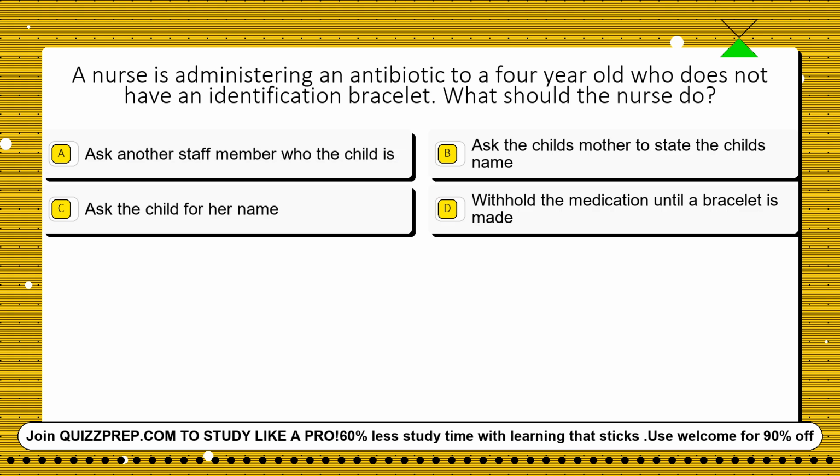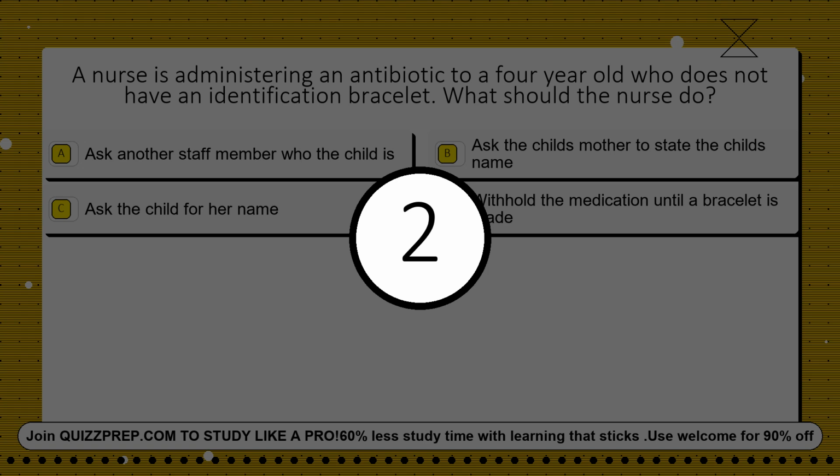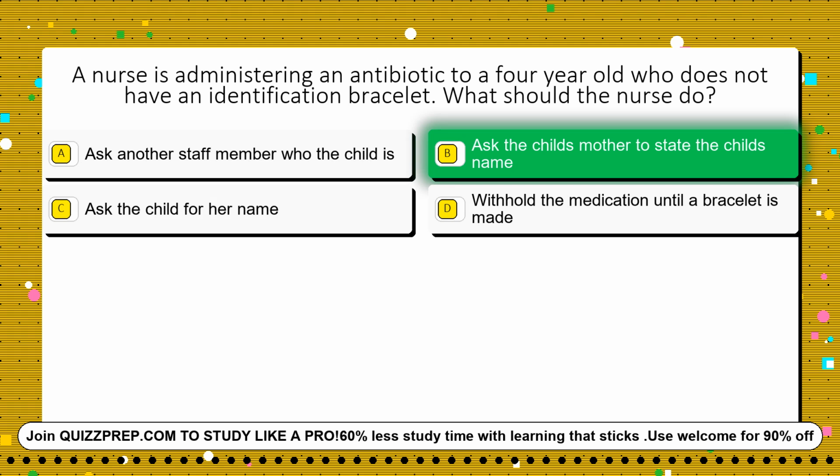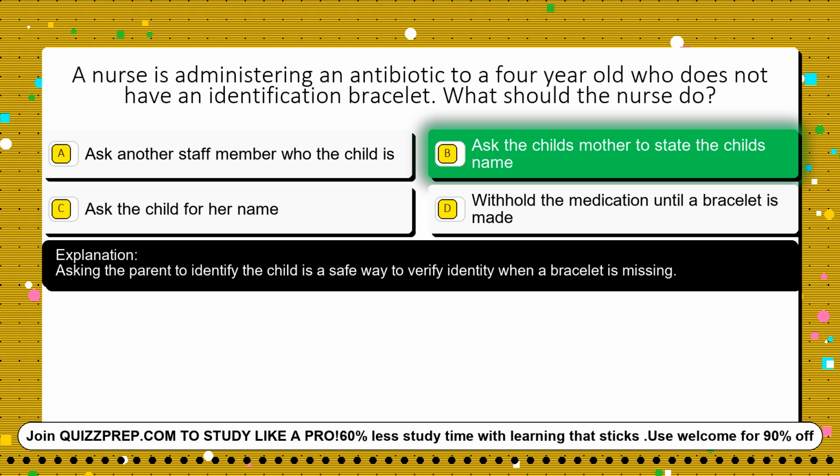Question 54. A nurse is administering an antibiotic to a 4-year-old who does not have an identification bracelet. What should the nurse do? Option A. Ask another staff member who the child is. Option B. Ask the child's mother to state the child's name. Option C. Ask the child for her name. Option D. Withhold the medication until a bracelet is made. The correct answer is option B. Ask the child's mother to state the child's name. Asking the parent to identify the child is a safe way to verify identity when a bracelet is missing.